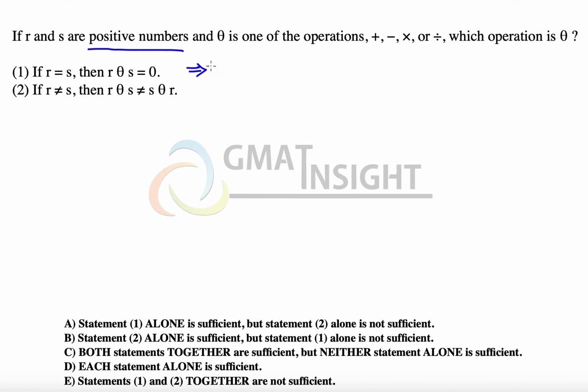If R is equal to S and they are both positive, then R theta S is equal to 0. Now in which case can R theta S be 0? If we have two positive numbers, let's check. Is R plus S equal to 0? Can the sum of two positive numbers be 0? The answer is definitely no.